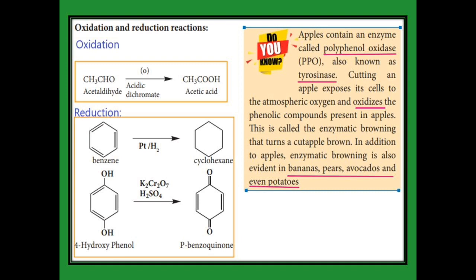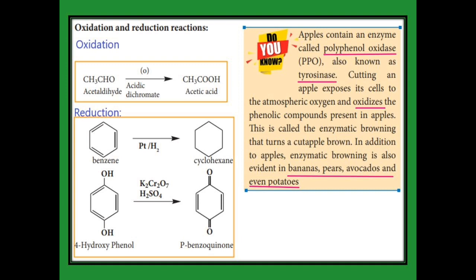Do you know, apple contains an enzyme, polyphenol oxidase, another name is tyrosinase. When exposed to atmospheric oxygen, the phenolic compounds present in the apple undergo oxidation so that the apple becomes brown in color. So the cut apple becomes brown because the enzyme oxidizes the phenolic compounds present in the apple.